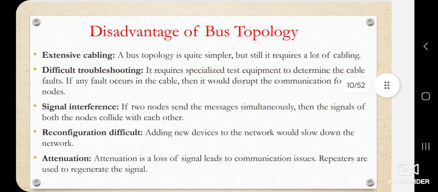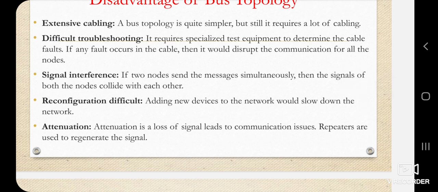Disadvantages of bus topology: extensive cabling. A bus topology is quite simpler, but still it requires a lot of cabling. Difficult troubleshooting. It requires specialized test equipment to determine the cable faults. Signal interference.